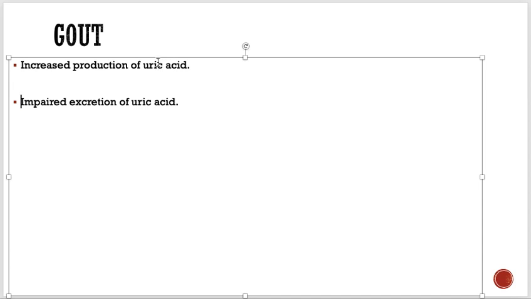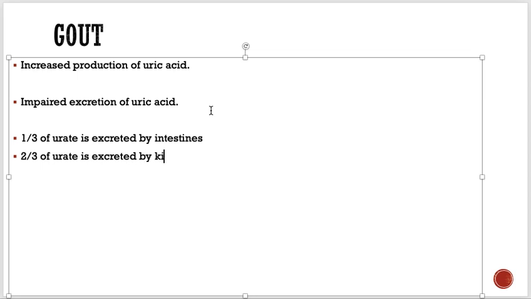Okay, so simply, whenever we ingest purines in the diet, of course, the elimination of the uric acid is done by the kidney mostly. One thing to remember, I'm just telling you the basics to help you understand: 1/3 of urate is excreted by the intestines, whereas 2/3 of urate is excreted by the kidneys. Okay, these are the two ways by which urate is thrown out of the body.